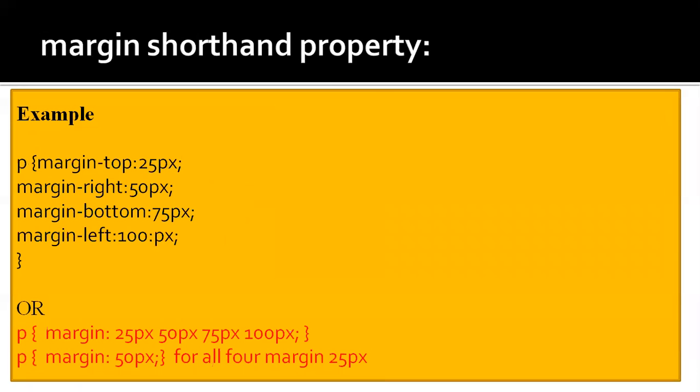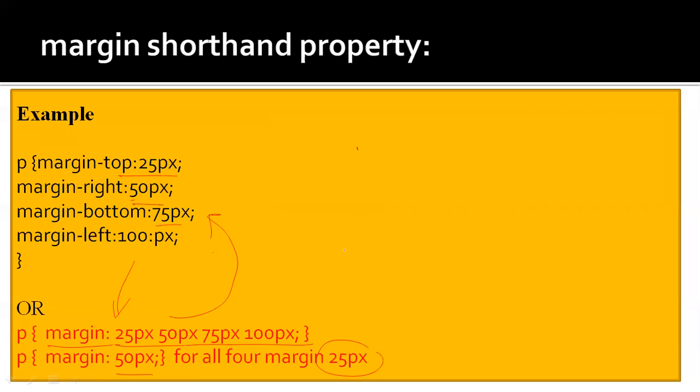Then the shorthand property for margin is margin. In this way, you can write the shorthand property. It is a shorthand property for this: margin top is 25 pixel, margin right is 50 pixel, the bottom is 75 pixel, and left is 100 pixels. So you can write in this way also. If we write P margin colon 50 pixel, it means all four margins will be set to 50 pixels.